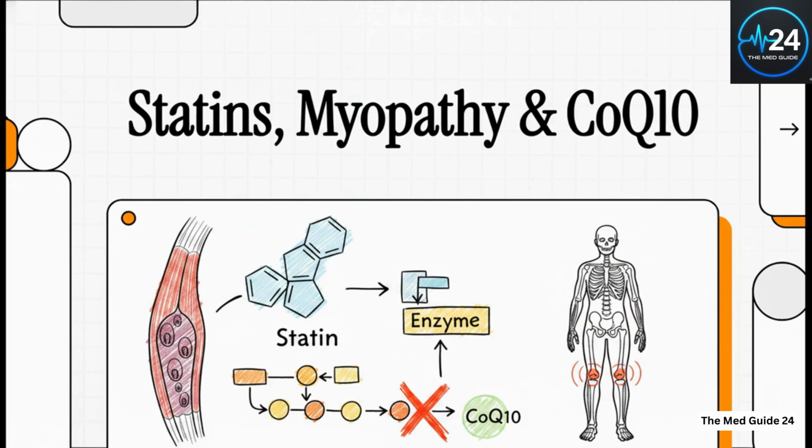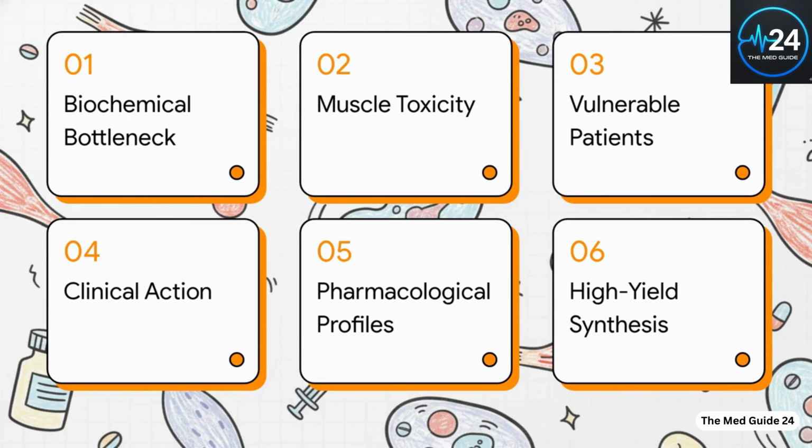We're going to break down the biochemical why behind the clinical what, giving you a highly structured visual roadmap to absolutely nail this topic. All right, here's our bench-to-bedside roadmap for today. First, the biochemical bottleneck. Then, pathophysiology of muscle toxicity. Third, identifying vulnerable patients. After that, clinical action and algorithms. Fifth, pharmacological profiles and prescribing. And we'll wrap it all up with a high-yield rapid synthesis. Let's get right into it.